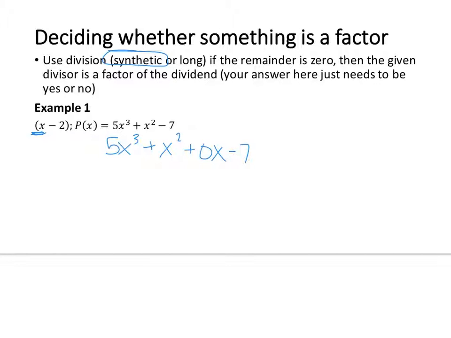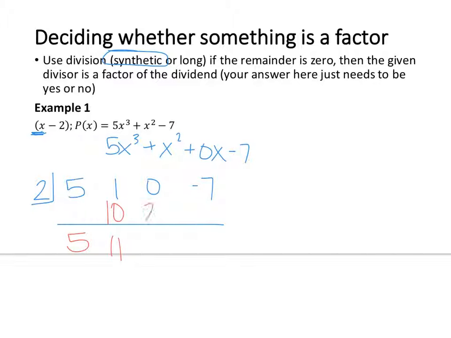So I'm going to set this up. I'm going to put a positive 2 inside the box since it's x minus 2. And then on the outside goes a 5, 1, a 0, and a negative 7. So follow the steps. I bring down the 5. 5 times 2 is 10. So that's 11. 2 times 11 is 22. So I add that together. And 2 times 22 is 44. And negative 7 plus 44 is 37. So my remainder here is 37.